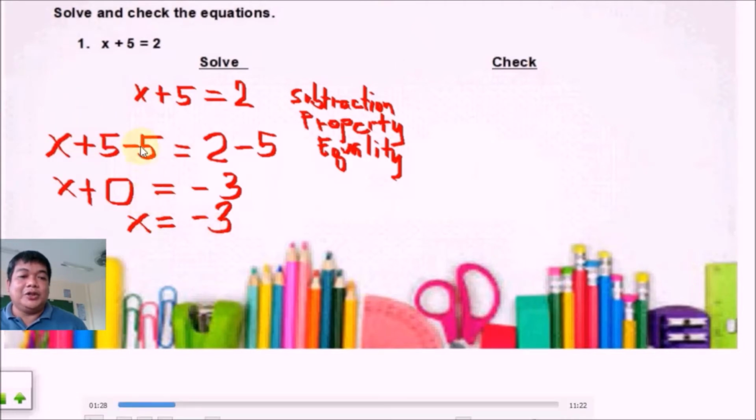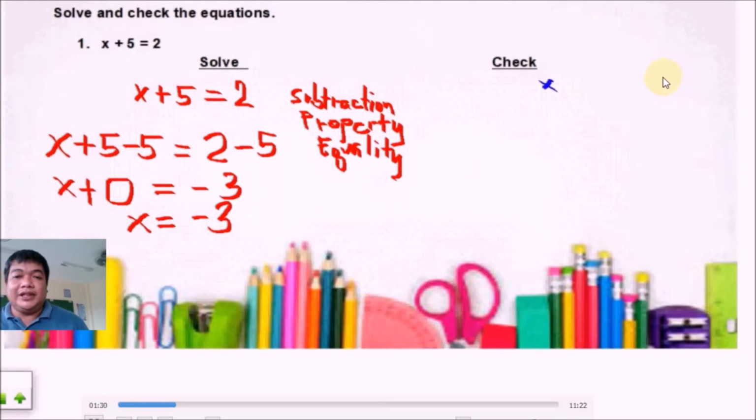So for the equation x plus 5 equals 2, the value of x here is negative 3. Is this correct? Let us see how we're going to prove that this value of x is really negative 3. We're going to check the equation.